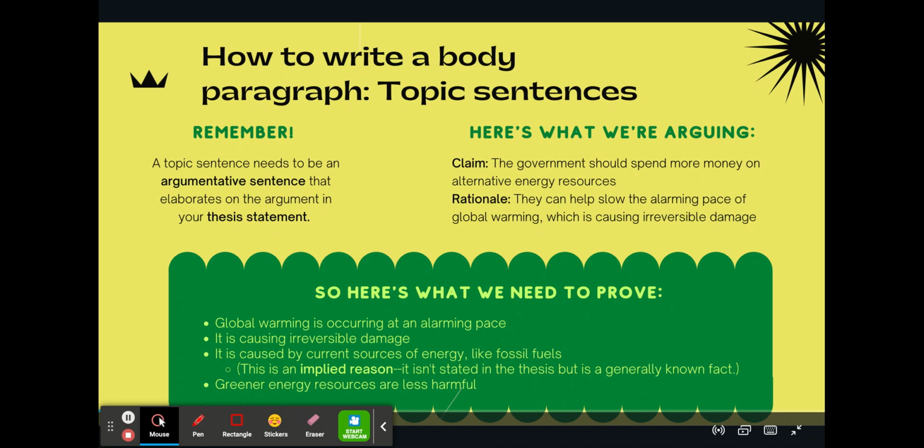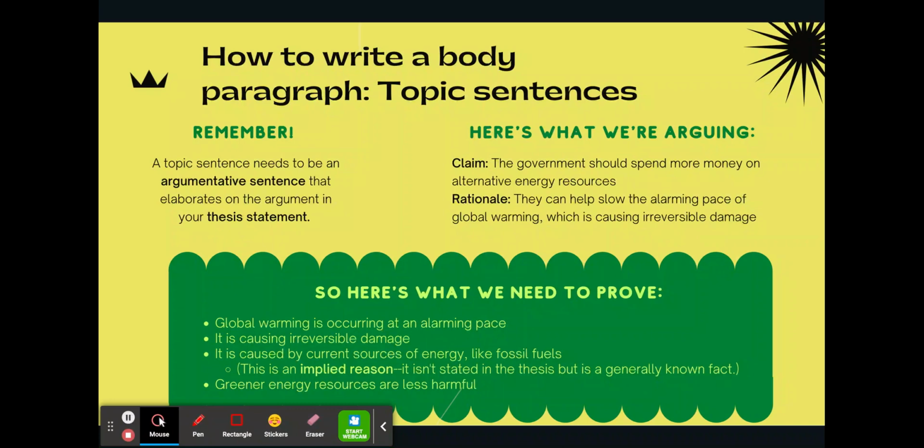Okay, so just a reminder, a topic sentence needs to be an argumentative sentence that elaborates on the argument in your thesis statement. So remember, it should not be a rhetorical question. It should not be a quote. It needs to be basically a statement, a claim, and it should be original to your argument.